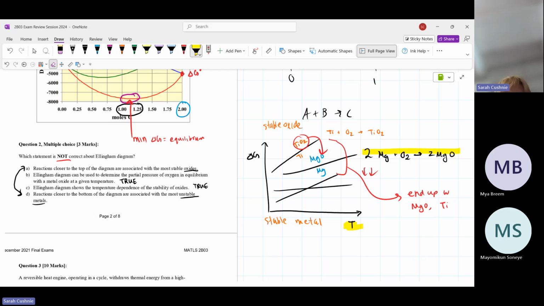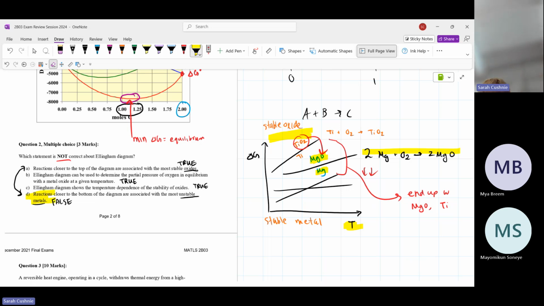Next, let's get back to A and D. So now we're talking about where things are stable. As mentioned, if we were to draw these, I drew MgO on the top and MgO on the bottom. This shows that in general, at high Gibbs free energy, we have an oxide on the top. So that means stable oxides are stable near the top of the diagram, which means that A is true, and that must mean D is false. So D is our answer.